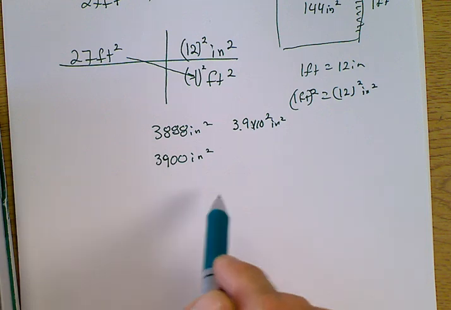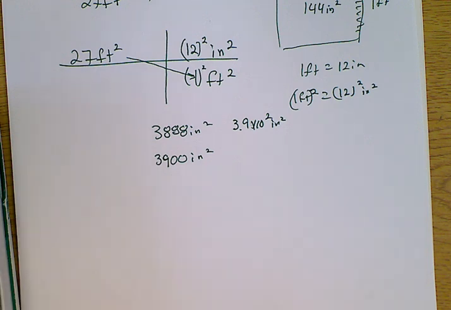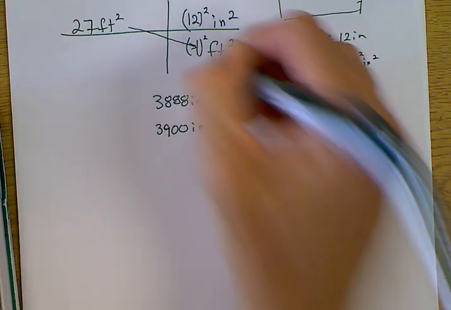Okay, so now that would be just the same. If you were doing a cubic measurement, you do the same thing, except you would cube the conversion unit right there. You would go ahead and cube the conversion unit.